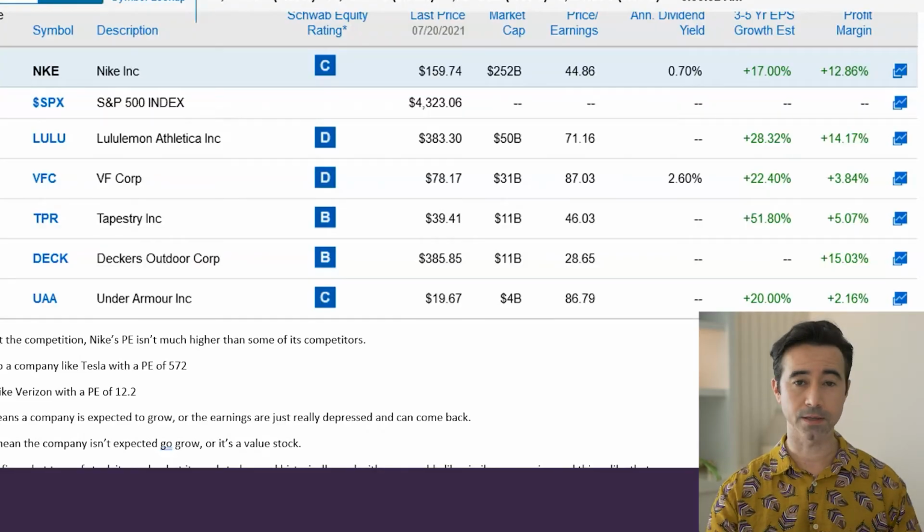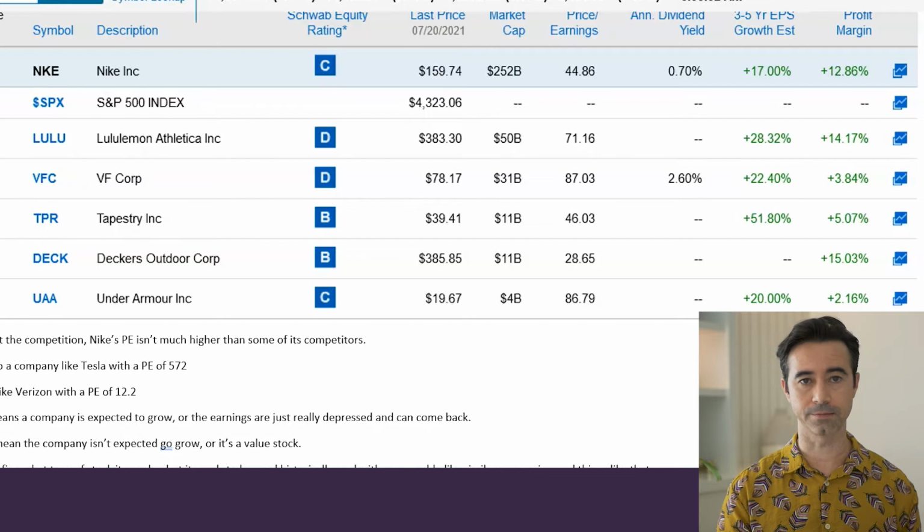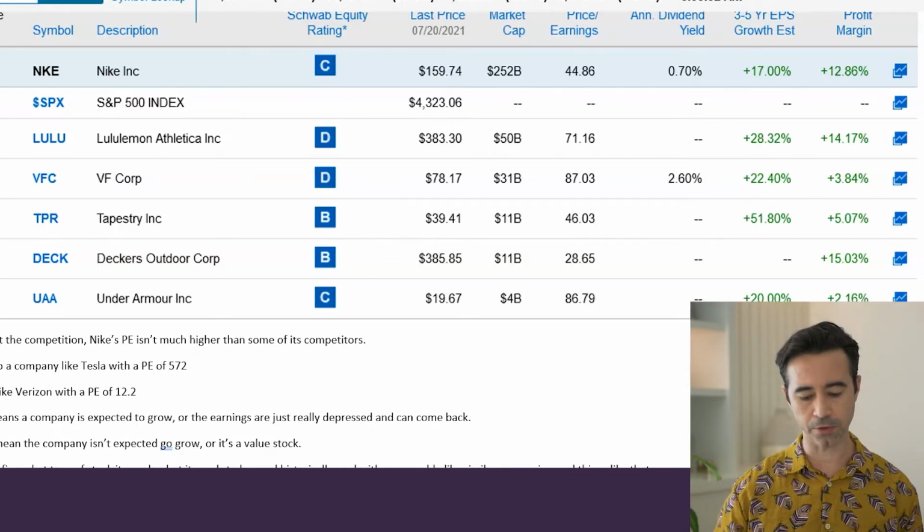And so that is an important part of investing. And so that's what we need to look at. So we can actually see here, and I got this off of charlesschwab.com, and you can get this in other places too, but this is basically just looking at some competitors of Nike. And so what you look for is, what is the PE ratio of these other companies?